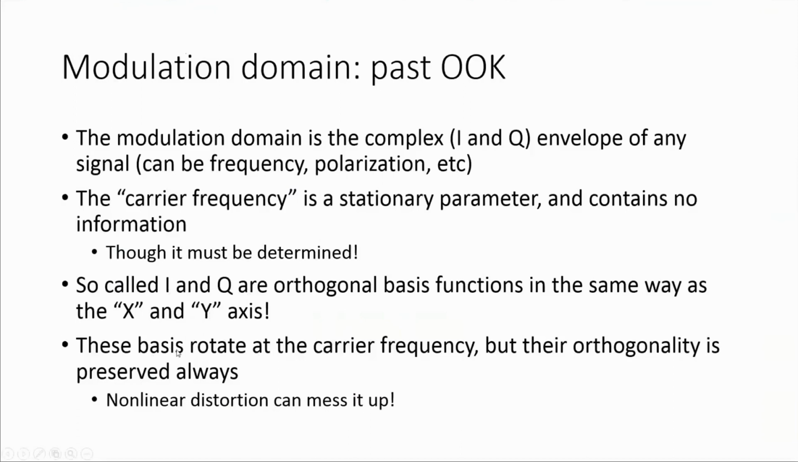These I and Q, when you modulate it on a carrier, rotate around at the carrier frequency, but their angle, their relationship in terms of being orthogonal is always preserved. So you're not distorting, you're not, in an ideal system anyway, taking some of the I and sticking it in the Q channel. Although that does happen in a real radio, and it has to be corrected for.